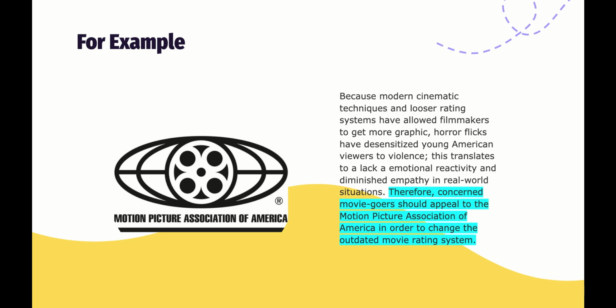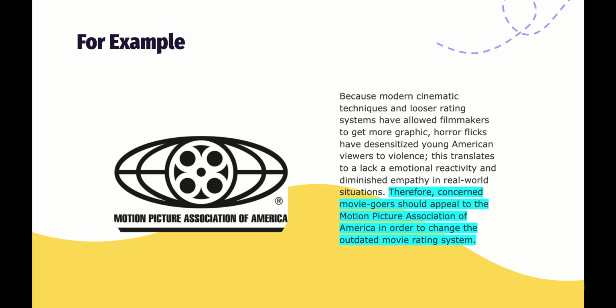Okay, so that was my whole thesis basically about graphic violence leading to kids being desensitized. And this blue part, this is my call to action and something that should be part of your thesis as well. Therefore, concerned moviegoers should appeal to the Motion Picture Association of America in order to change the outdated movie rating system. So I probably would do a petition drive for mine.